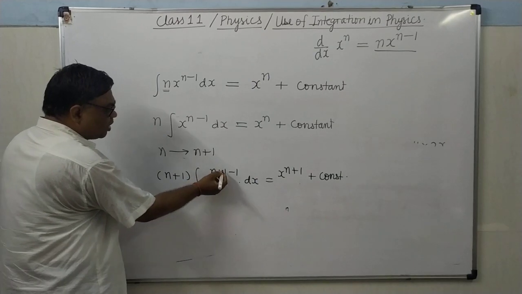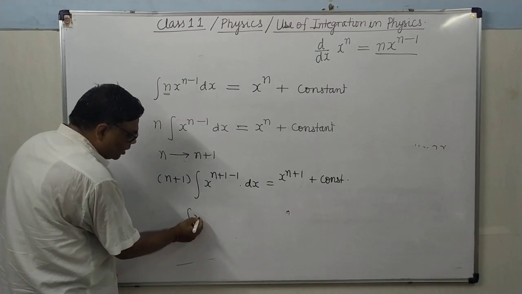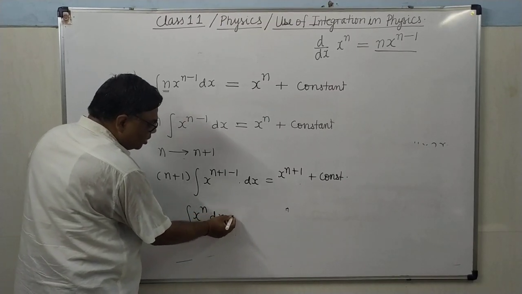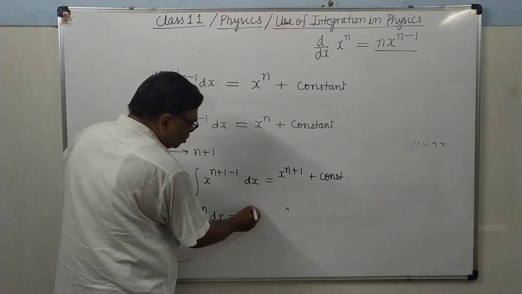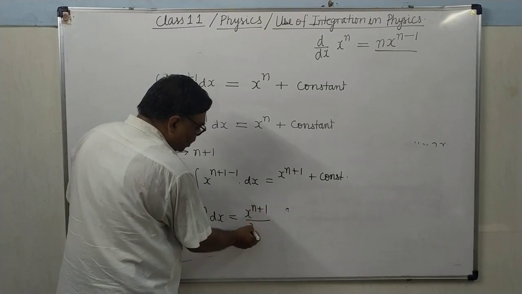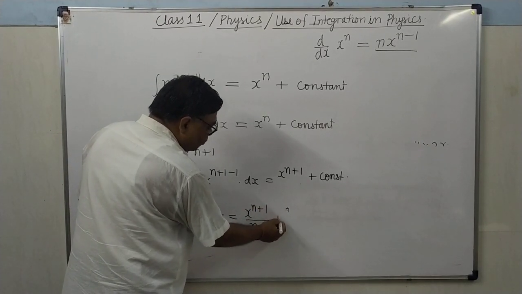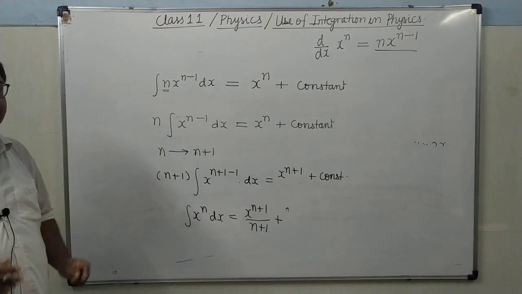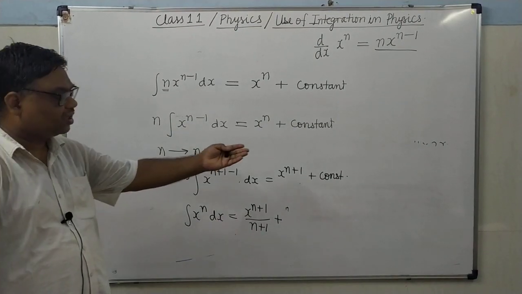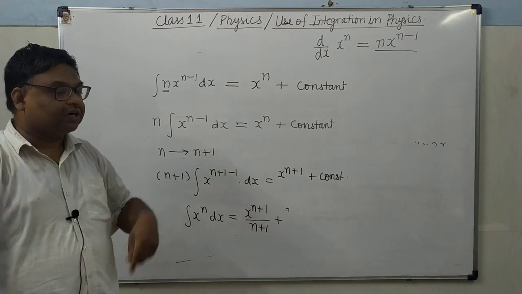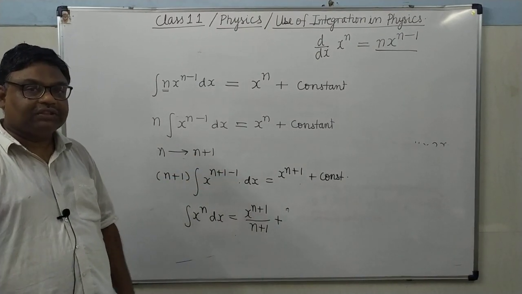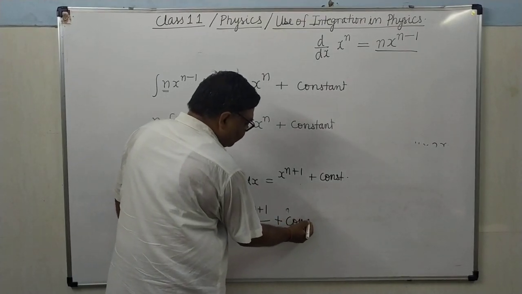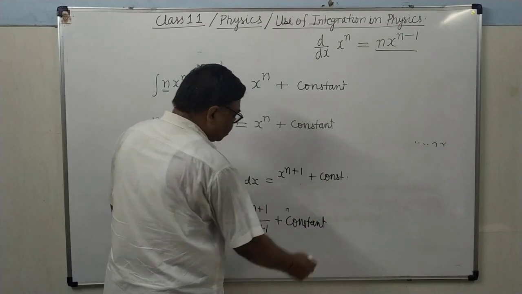So the 1 and 1 cancel, and integral x to the power n dx equals x to the power n plus 1 upon n plus 1. And when you divide a constant by this number, it will once again be a constant. Suppose the constant is 10 and this is 2, then 10 upon 2 will be a new constant, meaning it will remain a constant only. So I am writing only constant. Is it clear? This will be constant.